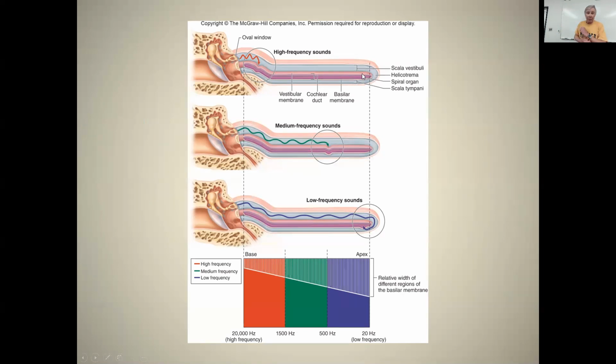Now remember, other animals, particularly dogs, have a much longer basal membrane, and a much wider frequency range. They can hear things in frequencies much higher than we can. Hence those dog whistles that they can hear, but we can't. They also have a better sense of smell than we have. But I think our eyesight's better than theirs. Okay.